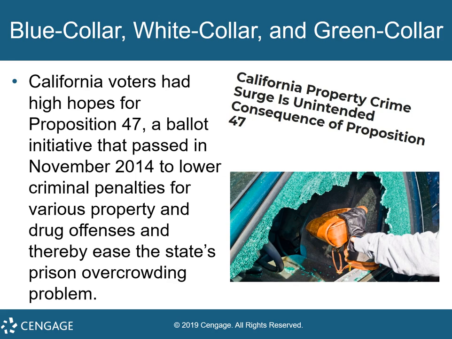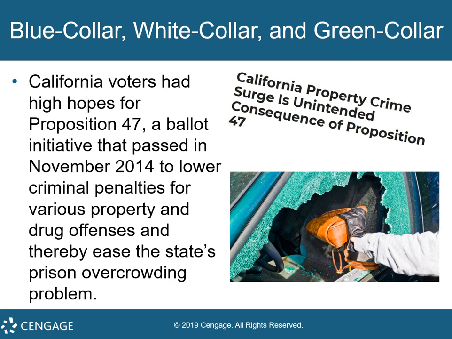California voters had high hopes for, if you remember, Prop 47. This was a ballot initiative that passed in November of 2014 to lower criminal penalties for various property and drug offenses, thereby easing the state's prison overcrowding. And we know that's an issue, so we don't have to debate that. We have to reduce the prison population. As a matter of fact, it was a court order that we got that done.